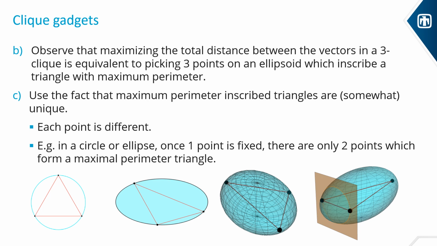And we make a couple of observations. First, maximizing the total distance between the vectors assigned to a three-clique is equivalent to picking 3 points on an ellipsoid which inscribe a triangle with maximum perimeter. Then we can use the fact that maximum perimeter inscribed triangles are somewhat unique. So in particular, consider that in a circle, once one point is fixed, there is a unique pair of points which form the maximum perimeter triangle with that one fixed point.